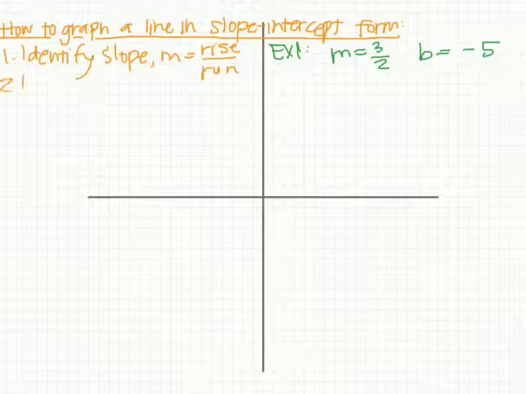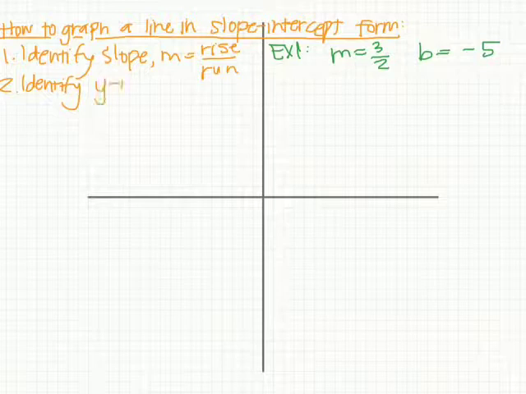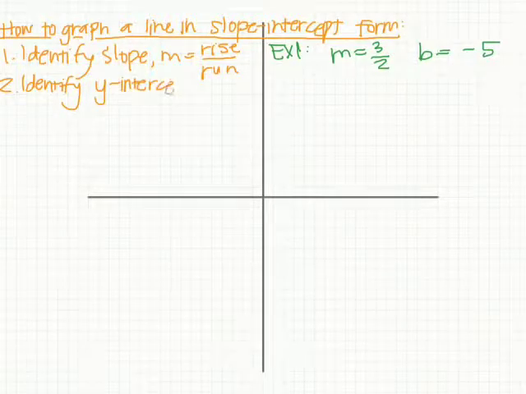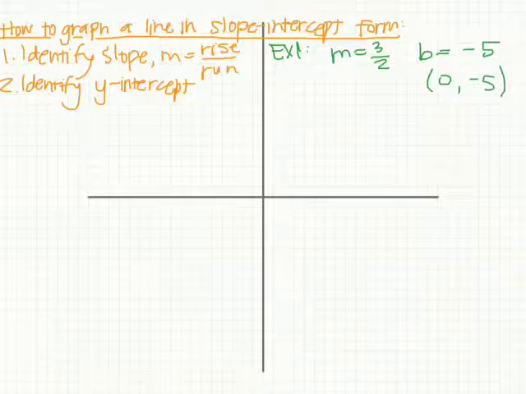My second step is to identify my y-intercept. Well, when I look over the information that I was given, for example number 1, I see that b equals -5. And I already know that the y-intercept is represented with the value of b. I'm just going to go ahead and do one other thing. I'm going to write that as a point. So we know that y-intercept always has an x value of 0, and the y value is that -5.